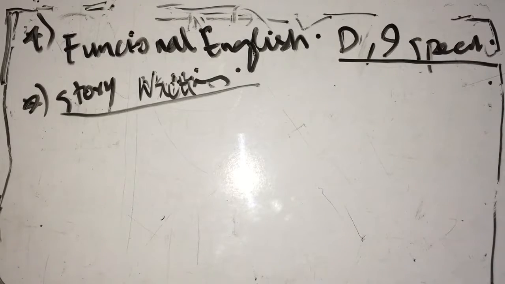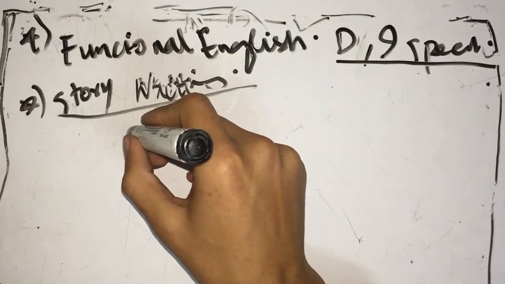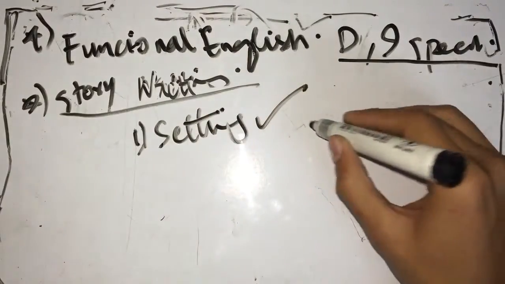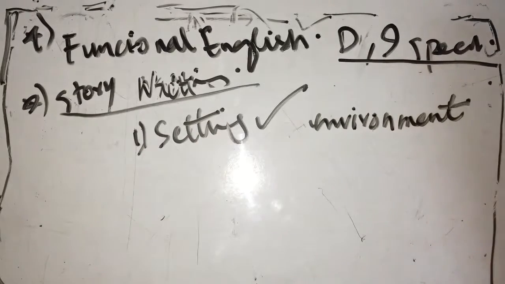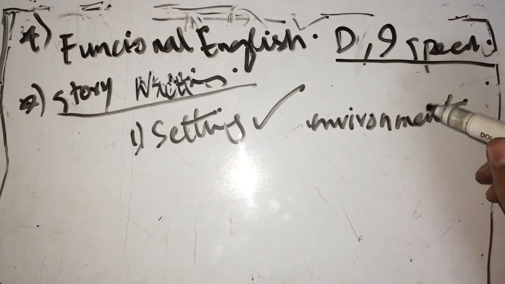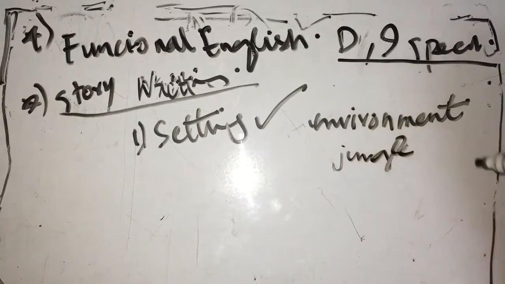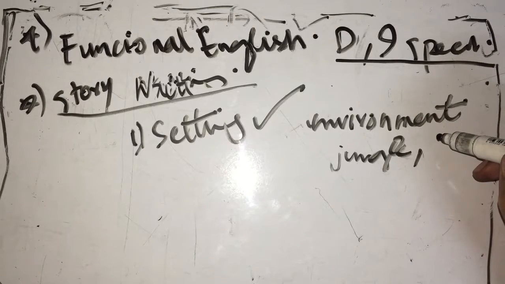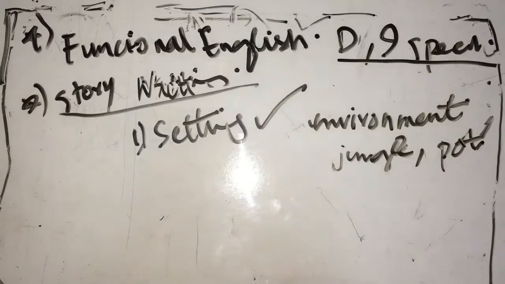So what are the fundamentals of story writing? First you have the setting. Setting involves your environment. For example, if that's a story about a thirsty crow, the environment was that he was in a jungle, and there were trees and rocks, and there was a pot, and everything you can include in the environment.